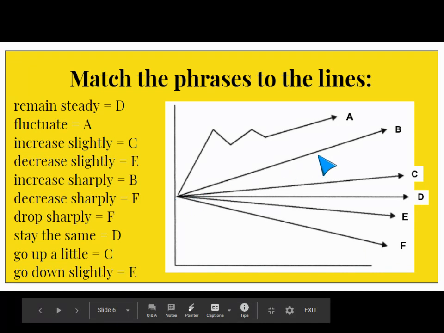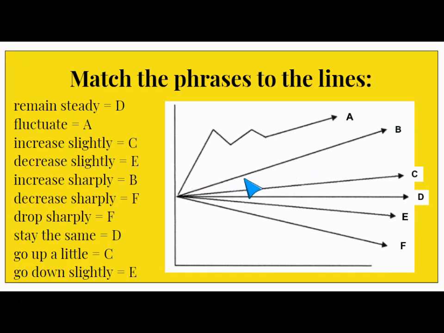Opposite of that would be B, which is an increase, but it's a sharp or a more rapid increase. So the vocabulary you could have picked for this is that it increases sharply. That was the one you should have picked. And the last one, it goes up.